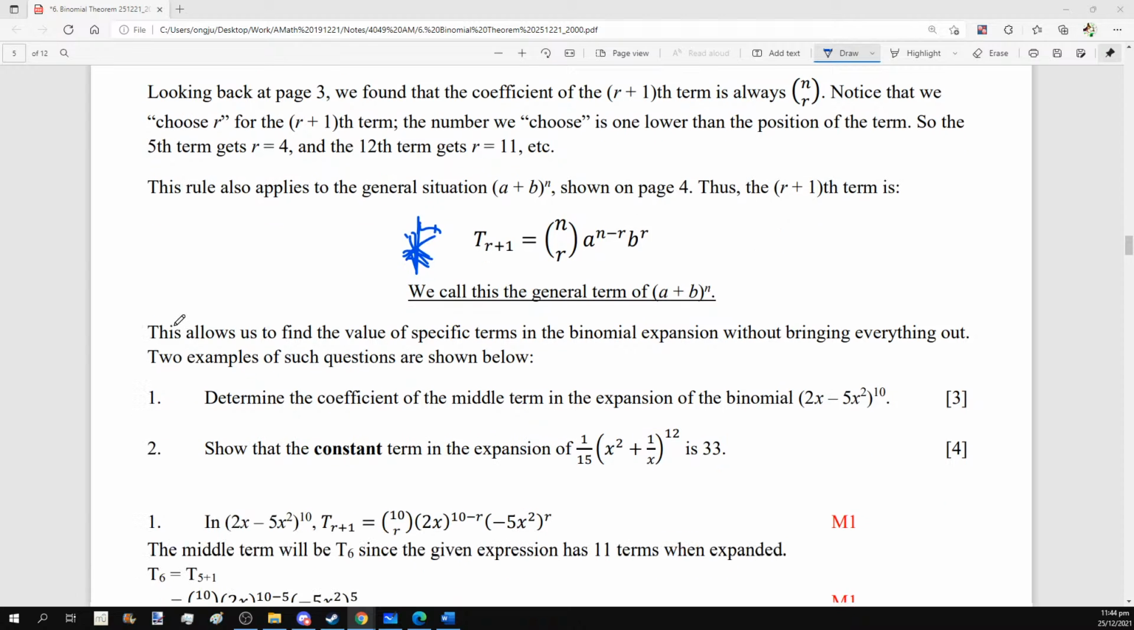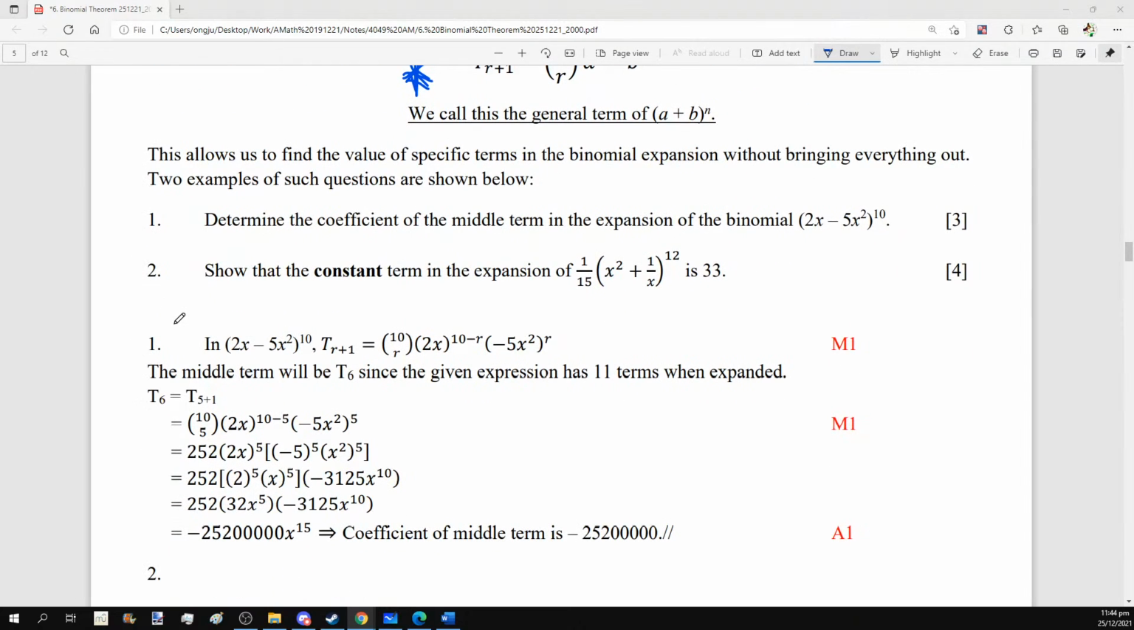So 2 exercises are given over here. The first question has already been filled in for us, so I will leave you to take a look at this by yourself. The second problem is a little more interesting. They want you to find the constant term of that really ugly person over there, where the inside has x squared and 1 over x, and the outside has a gigantic power of 12.